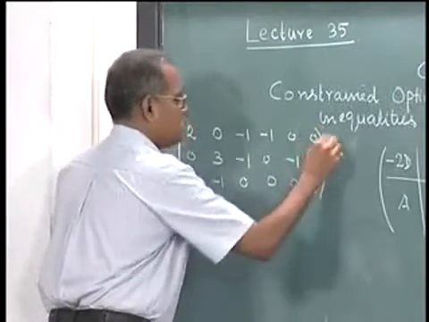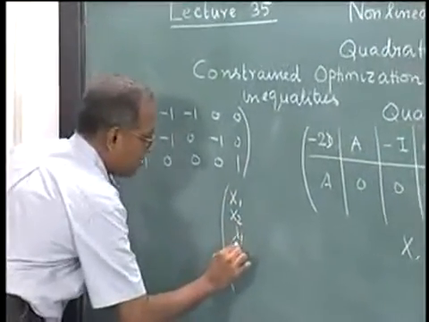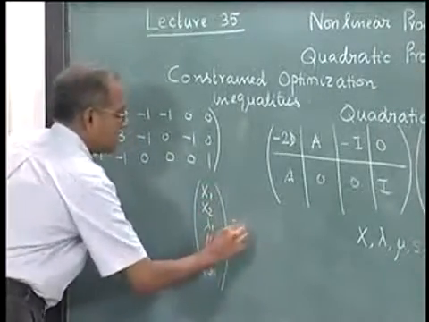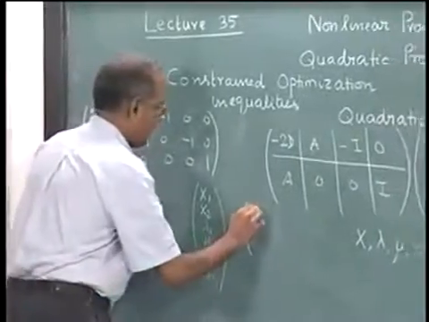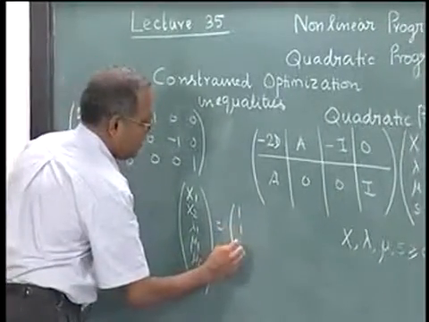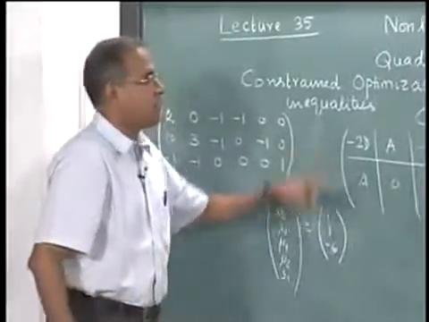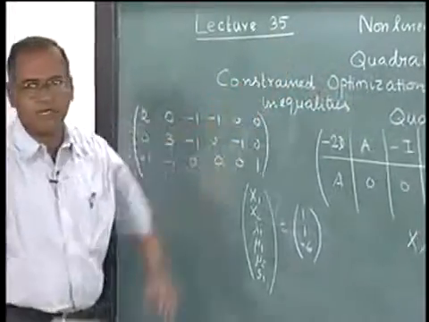So this multiplied by x1, x2, lambda 1, mu 1, mu 2, s1 is equal to, we have C which is 1 1 and we have B which is minus 6, because this is written in the form minus x1 minus x2 is less than or equal to minus 6.